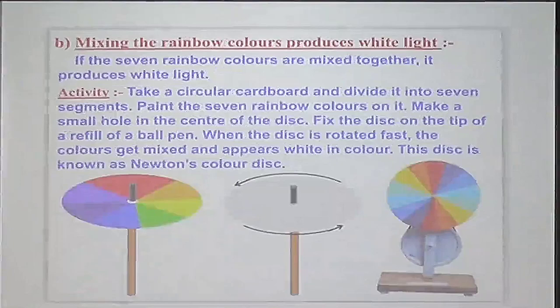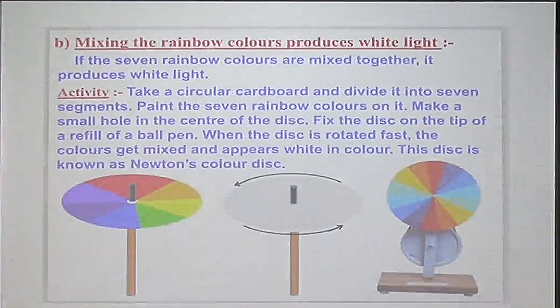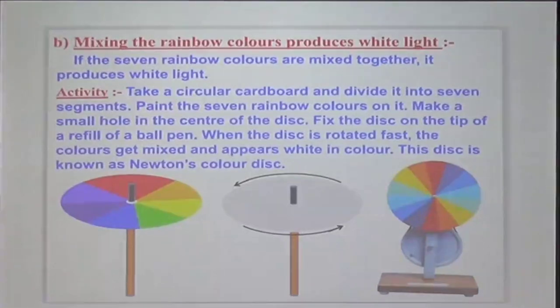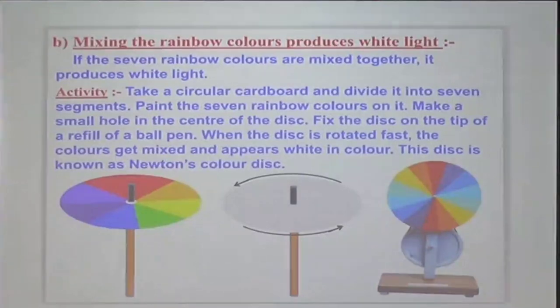Now we know that white light is composed of 7 colors. Therefore, we do another activity called Newton disc. We take a circular disc and cover it with white paper. Then we draw 7 colors on the white paper and we rotate the disc. The 7 colors are the VIBGYOR colors: violet, indigo, blue, green, yellow, orange, red. When we rotate this disc, it appears to be white, which tells us that white light is composed of 7 colors.